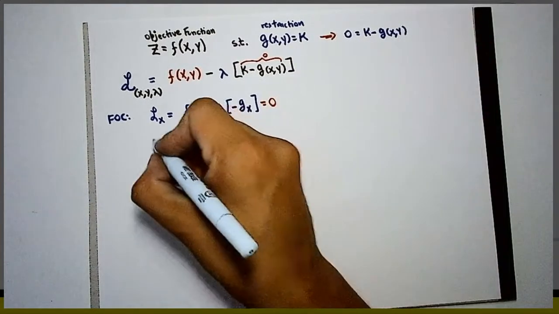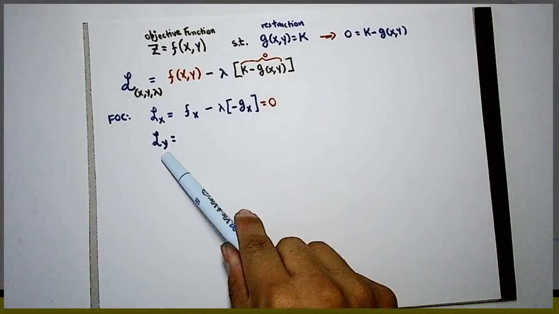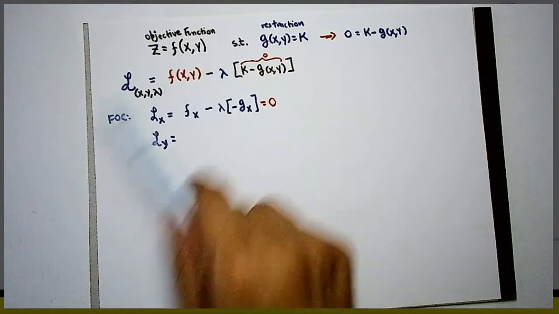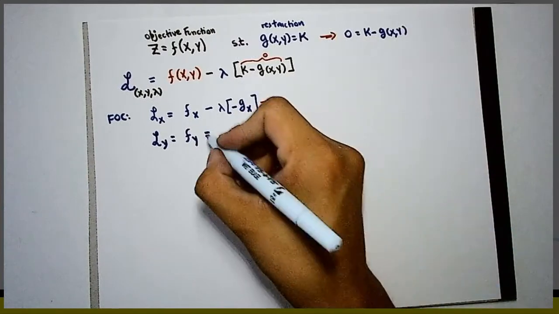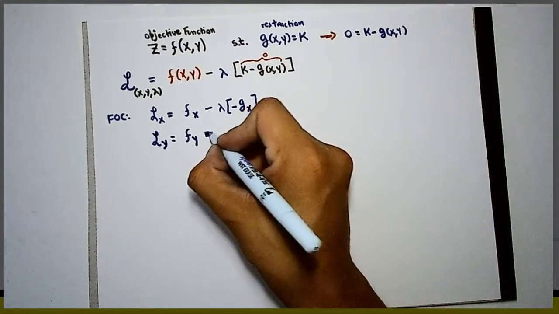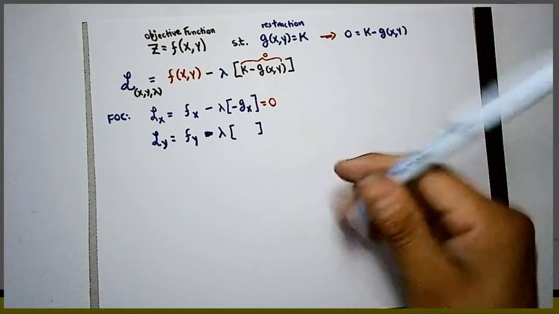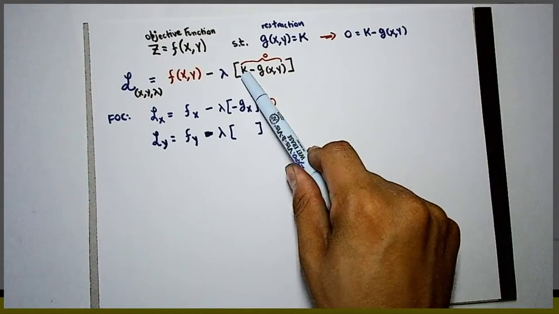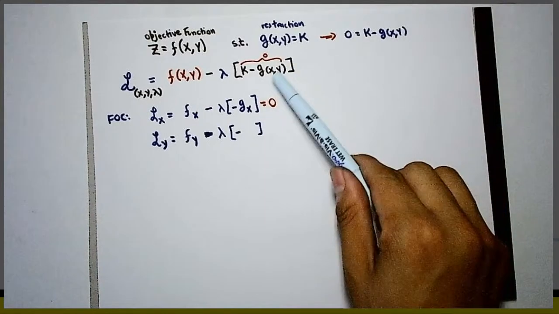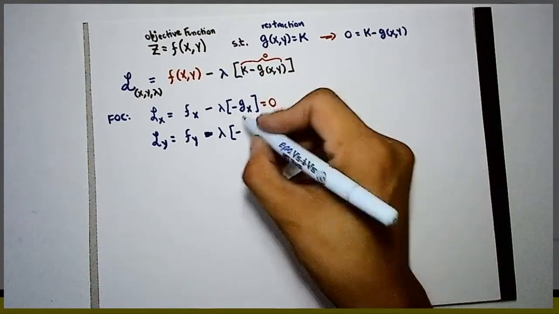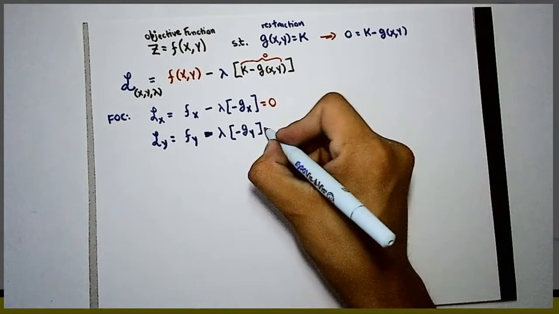Let's continue with the derivative of the Lagrange with respect to y. Here we have that is going to be the partial derivative of f with respect to y minus lambda times, again, derivative of k with respect to y is 0, and then minus the partial derivative of g with respect to y. And this we set equal to 0.